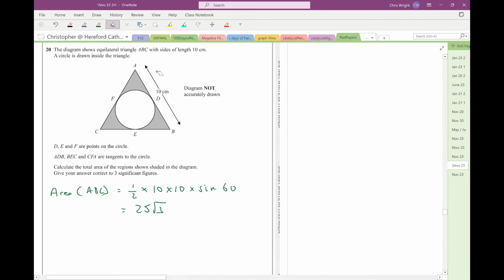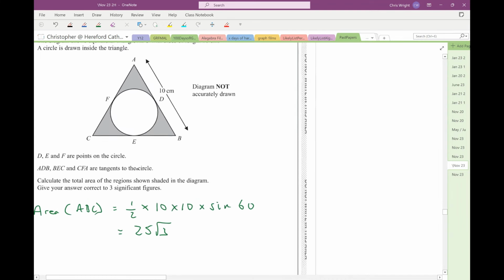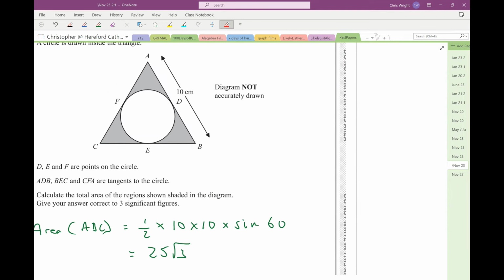Now I really need to find the area of the circle, and to do that, it would really help if I knew the radius of the circle. Now let's have a look. If I were to draw this line here, that line cuts AB in half. So it will cut this angle in half. Now that whole angle is 60. So this angle here will be 30.